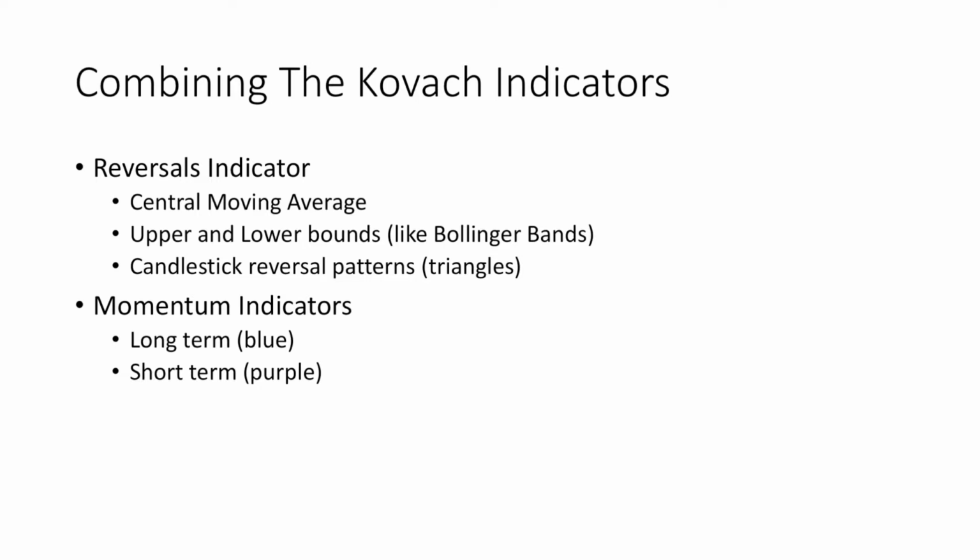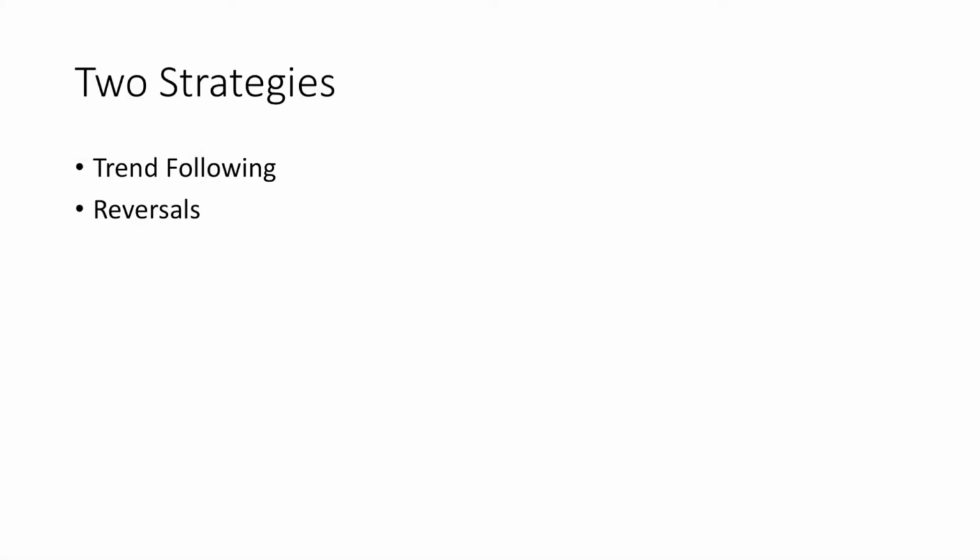Also, we have the long-term momentum, or the Kovach OBV, shown in blue, and the shorter-term momentum, the Kovach Chand, shown in purple. We could have also used the Kovach momentum indicator, the red one, whichever you feel comfortable with. Using these tools, we can derive two strategies, a trend-following strategy and a reversal strategy.